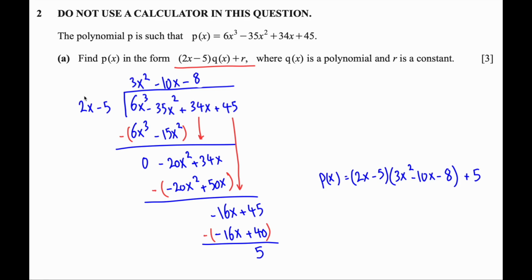So first things first, how many 2x's can go into 6x cubed? You can put your focus on the numerical part first. That would be 3, since 3 times 2 is 6. Also, what should I multiply x with to get x cubed? That would be x squared. Therefore, the first term here would be 3x squared. You multiply it by 2x, you get 6x cubed. You multiply that by -5, you get -15x squared.